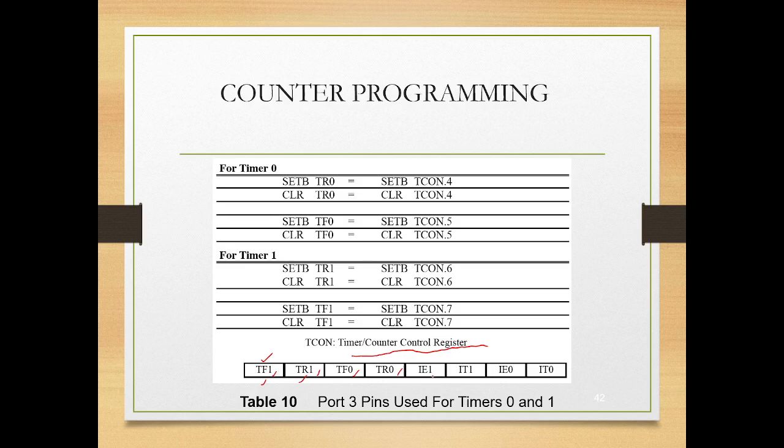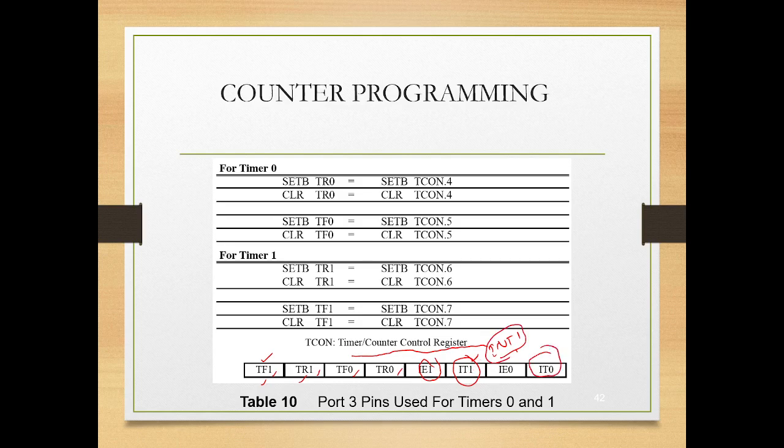IE means external interrupt 1. If it is 1, external interrupt 1 has occurred. If it is 0, external interrupt 1 is processed. Whereas IT1 is the external interrupt 1 trigger type selection, done here. So if it is 1, it occurs on the falling edge at INT1 input. If it is 0, it occurs on low level at the INT input. So this is the external interrupt trigger type selection.